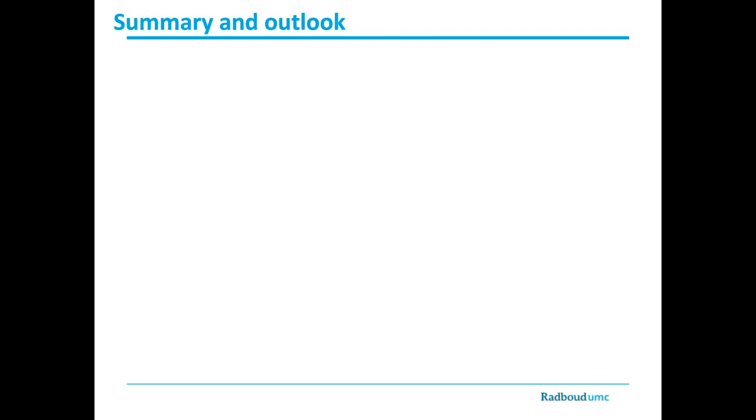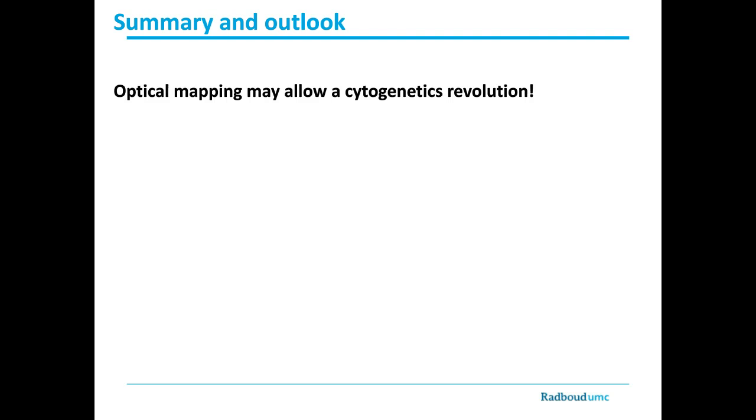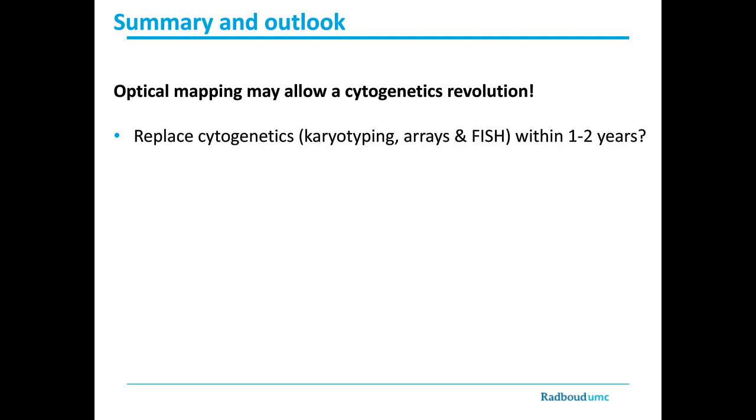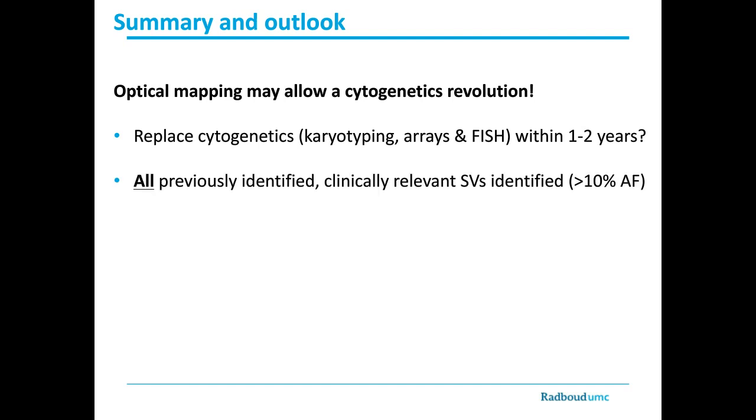That brings me down to my summary and my outlook. I hope I've shown you some of the excitement that we've seen with optical mapping. In my opinion, optical mapping may truly allow a cytogenetics revolution in the next years and really allow what you could call next generation cytogenetics. We think that the first data we've seen encourage us to believe that this may replace a lot of the classical cytogenetics technologies in the next years. So far, we've identified back all the previously identified clinically relevant structural variants in the leukemia cases once they have an allele frequency of 10% or higher.